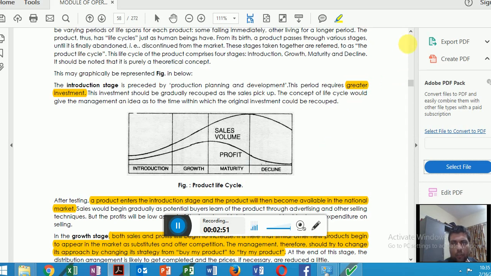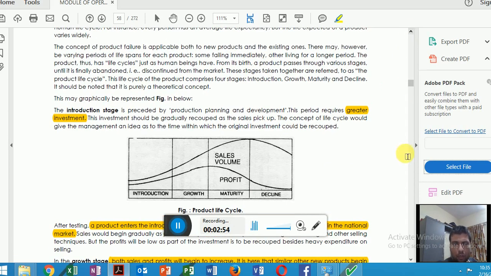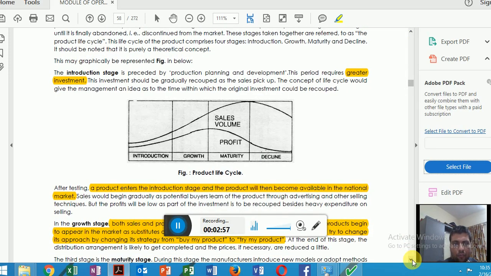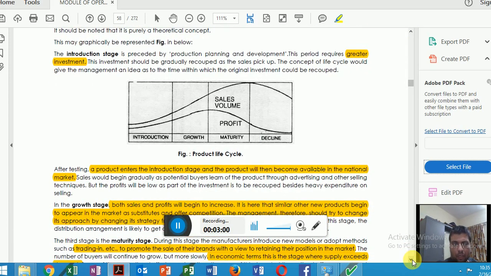Now we will try to understand the product life cycle by taking reference of this particular diagram given in the study material. If this question comes in the examination as a short note on product life cycle, this diagram has to be drawn for better understanding of the concept, so that you will get better marks. Now if you look at the various stages, there are basically four stages: introduction, growth, maturity and decline. In the introduction stage, the first stage, the product requires greater investment.